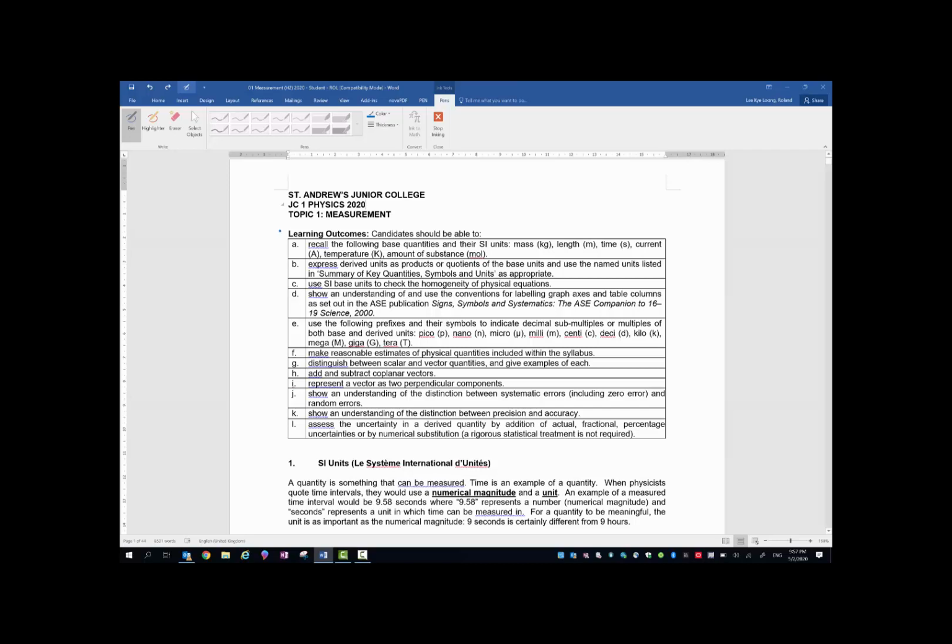Now, at the start of the chapter in the lecture notes, we'll put down what is called the learning outcomes. This is actually the syllabus. What's in the syllabus is what you're required to know. We put this at the start so that at the end of every chapter, once you have finished, you go back to the syllabus and use this as a checklist.